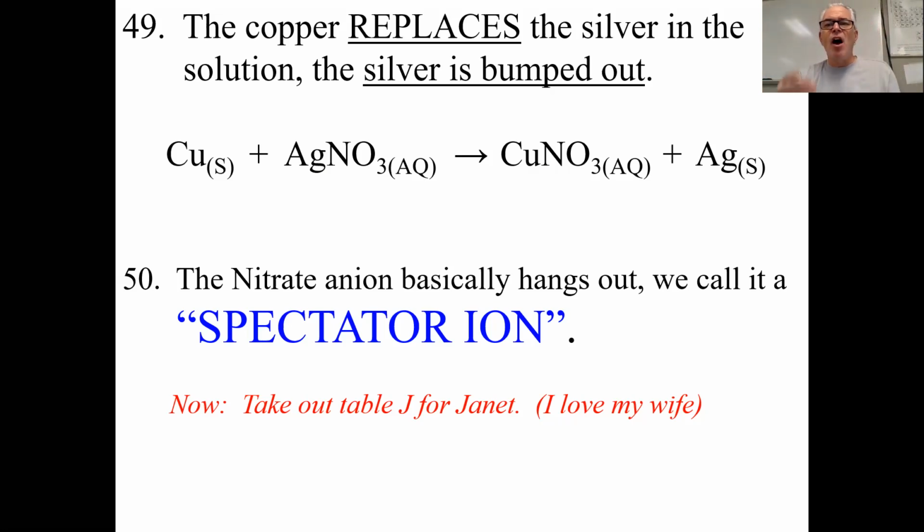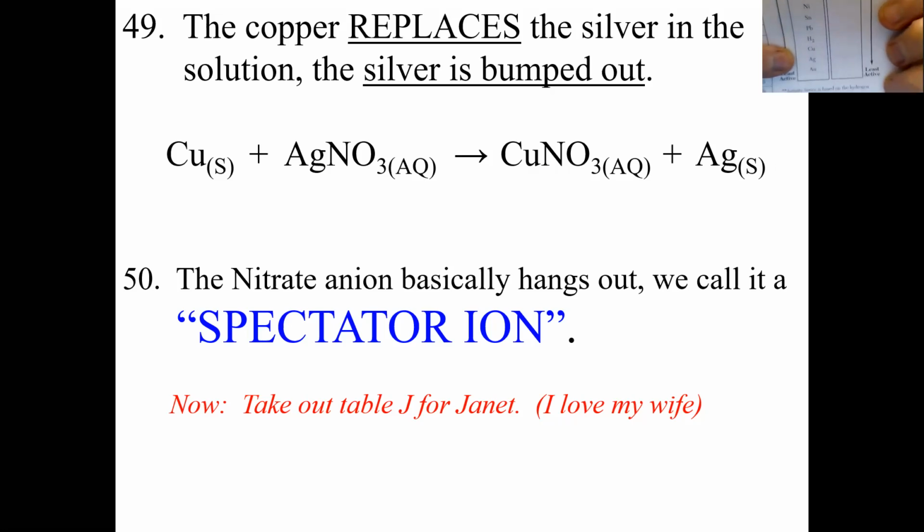So let's find, out of the 3 parts, we have copper, silver, and nitrate. There's 3 parts in this particular reaction. 2 of them are going to be on table J on one side or the other. Now there's 2 sides. Let me fold this back so we can see it. On the left side, we have all of the metals, and then on the right side, we have all of the non-metals. Now out of these 3 things, way down here, we have copper and silver.